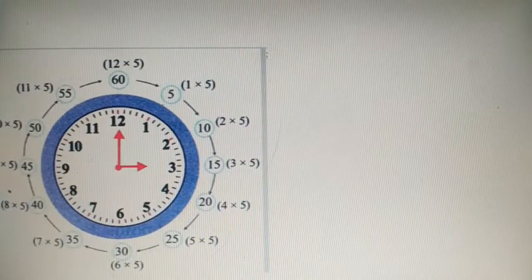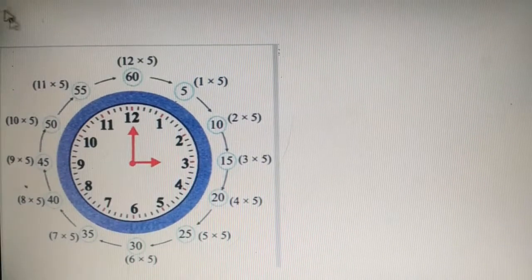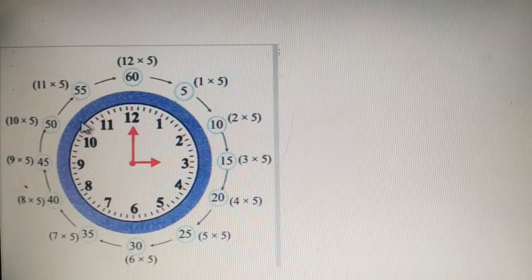Children, as you can see, there is a clock on your screen. In this clock, there are two hands. As you all know, this is the small hand, it is the big hand. And on this clock, there are 12 numbers showing. In between two numbers, there are 5 small divisions. 12, 1, 2, 3, 4, 5, 6, 7, 8, 9, 10, 11. These are the big divisions and between two numbers there are 5 small divisions.